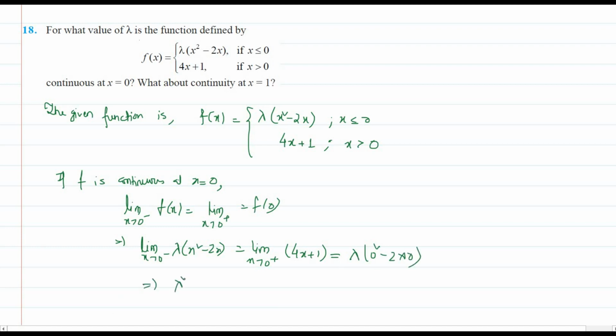So that gives us lambda times 0 square minus 2 into 0 is equal to 4 into 0 plus 1, equal to 0. So that means that 0 is equal to 1 is equal to 0, which is not possible. So therefore we can clearly conclude that there is no value of lambda for which f is continuous at x equal to 0.